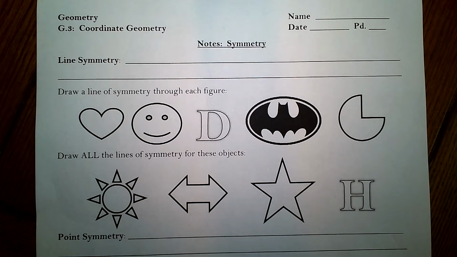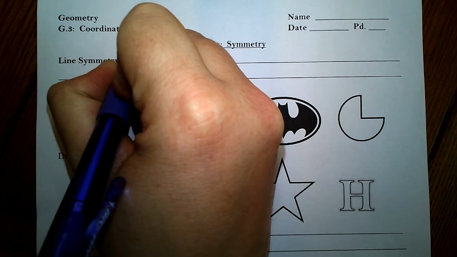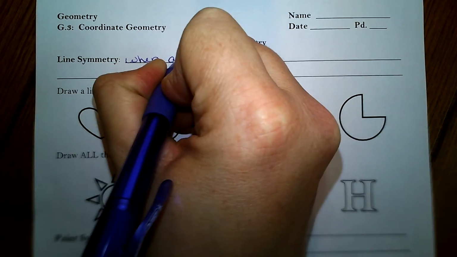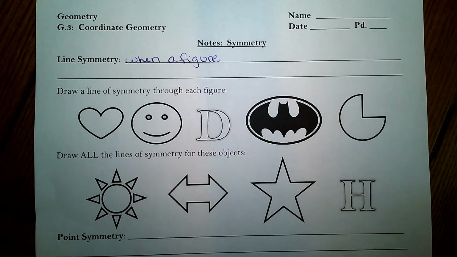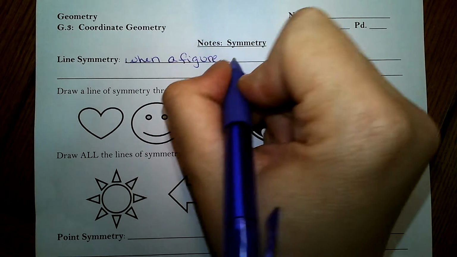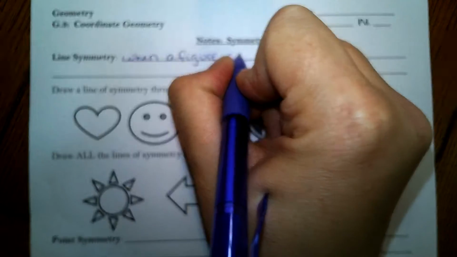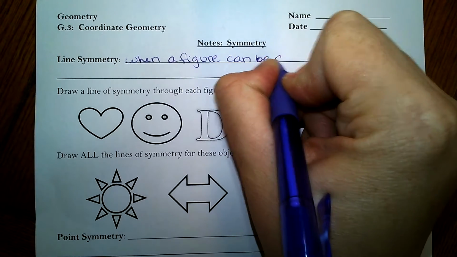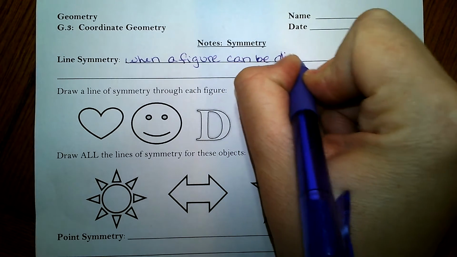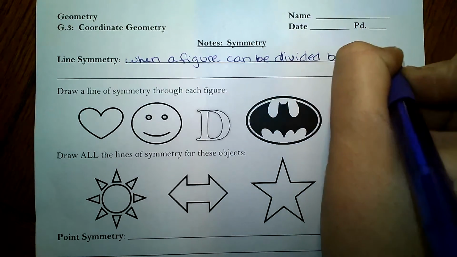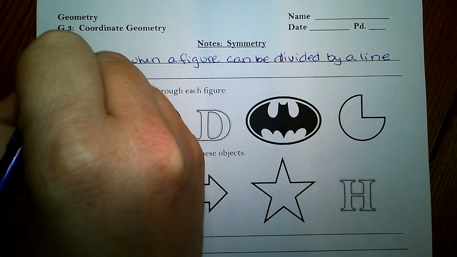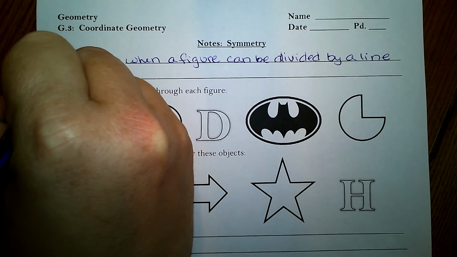Line symmetry is when a figure, or an image or a picture, whatever you want to call it there, when a figure can be divided by a line into two mirrored images.